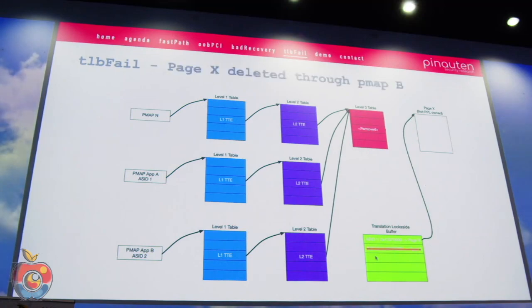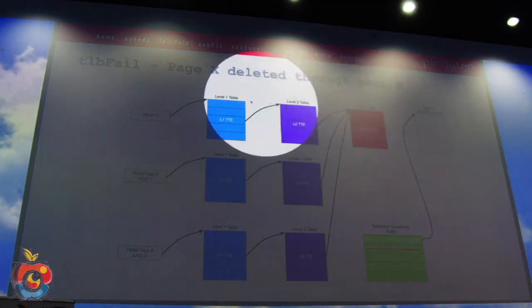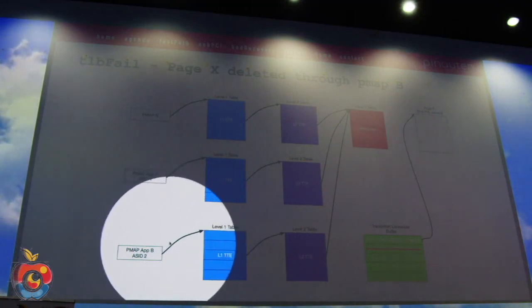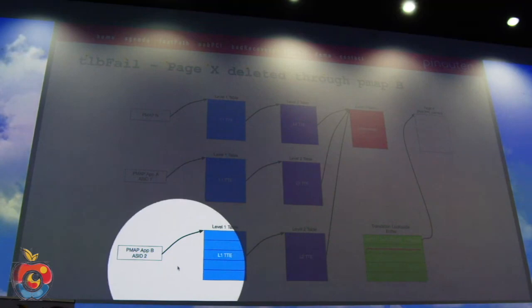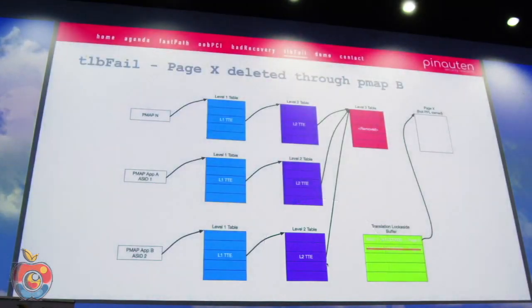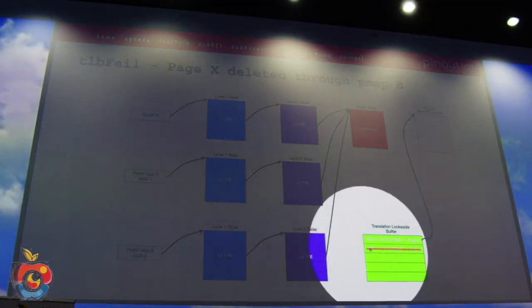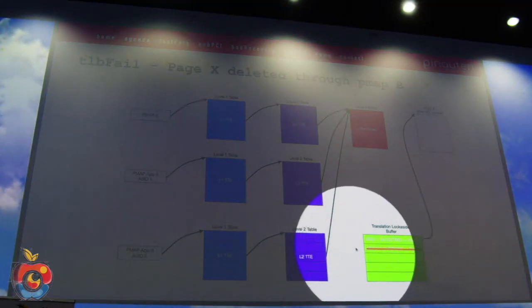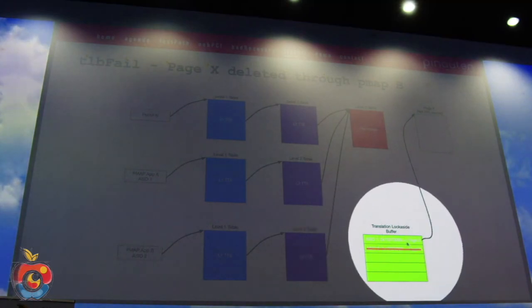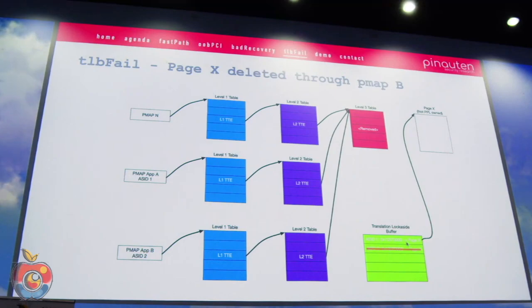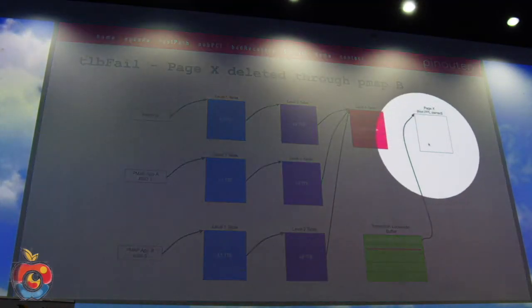Let's assume that we now delete the mapping to page X, not through the DYLD shared cache, but through application B. What will happen is the code responsible for flushing the TLB will notice that we specified an application page table and will just flush the entry for application B, although it should have also flushed the entry for application A. This means application A can, through the translation look-aside buffer, still access page X, but this page X now has a ref count of 0 and can be freely reused.